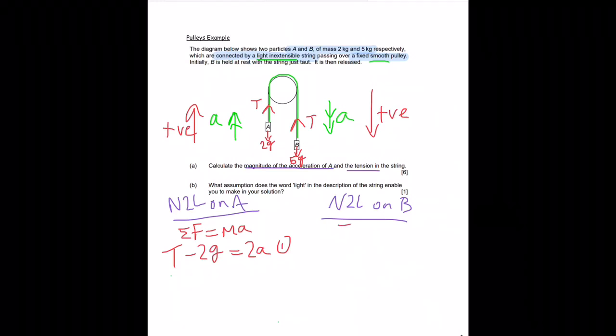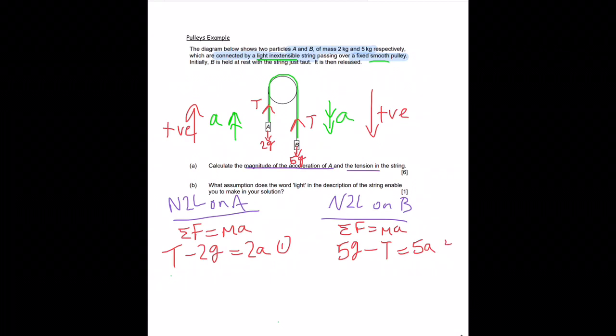Newton's second law on B as well. That tells us that the sum of all of the forces equals mass times acceleration. And in this case, I've taken positive as down because it's going to be accelerating down. So it's the weight acting in the positive direction, and the tension is hindering it in this case. And that will equal its mass times the acceleration. I'll call that number 2.